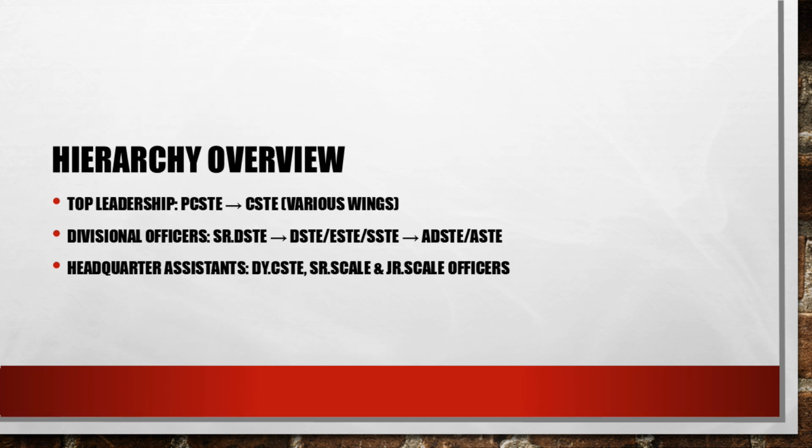Hierarchy overview. So the hierarchy begins with the PCSTE at the top, supported by different CSTE level officers for planning, project, and works, and so on. In divisions, the Senior DSTE or DSTE manage all maintenance and day-to-day running of signaling and telecommunication installations. Below them, ADSTE and other officers monitor field execution and maintenance.